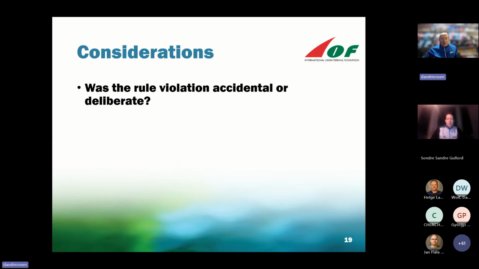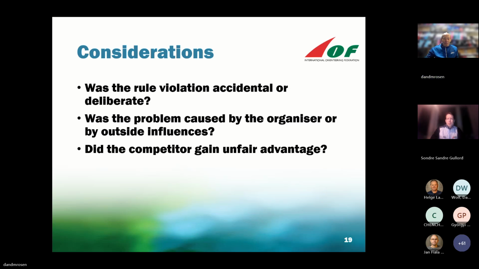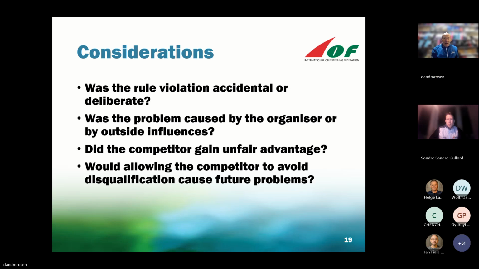So we need to think, was the rule violation accidental or deliberate? Was the problem caused by the organizer or by outside influences? For example, in a sprint competition in a busy town, we have to accept that members of the public walking around may have some influence, but we can't control all of that. Did the competitor gain an unfair advantage by their rule violation? And would allowing the competitor to avoid disqualification cause future problems?